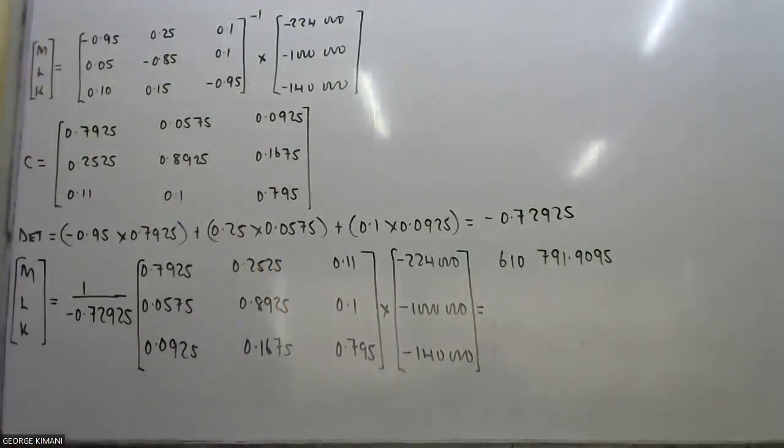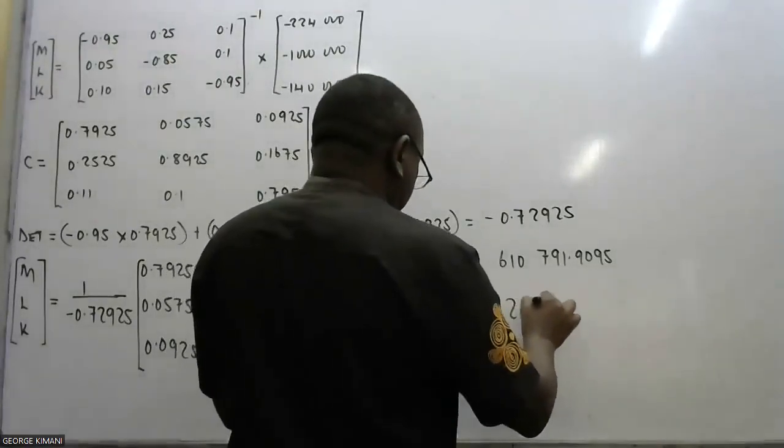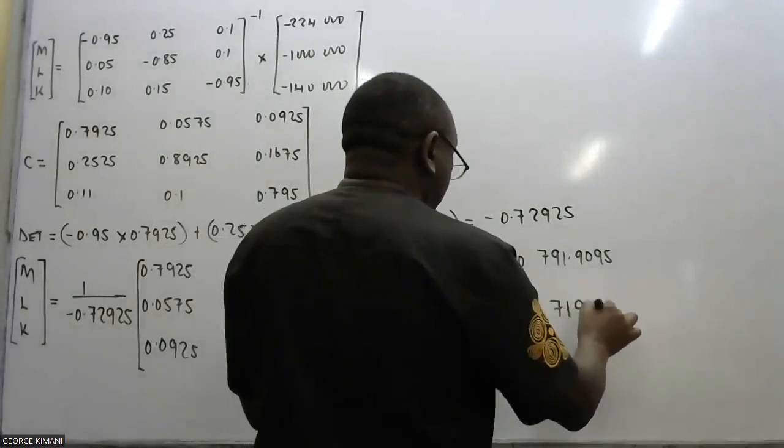Then 0.0575 times 224, no, it's negative, eh? 224 exponential 3 plus 0.8925 multiplied by negative 1 exponential 6 plus 0.1 times minus 14 exponential 4 equals, divide by 0.72925. Getting 1,260,719.918.